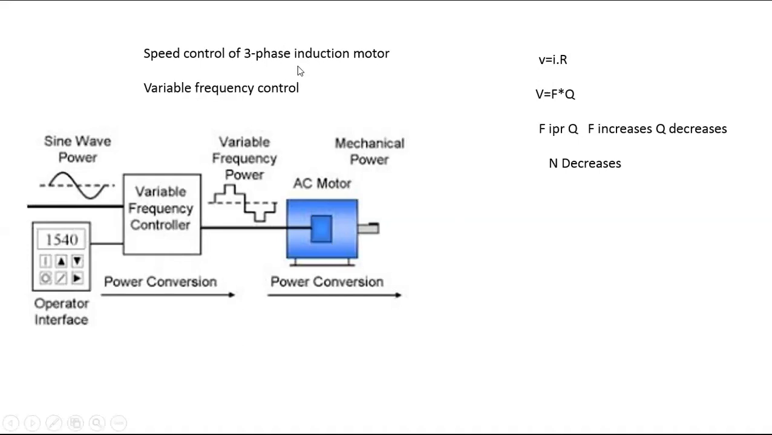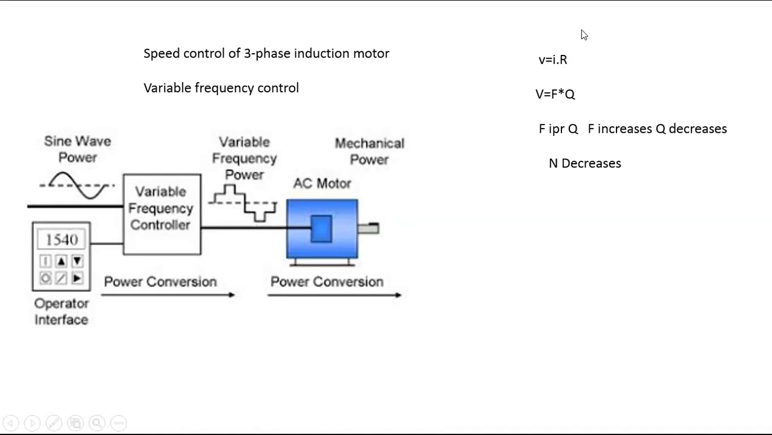Already I mentioned three-phase means three different windings displaced by an angle of 120 degrees. So variable frequency. We change the frequency. By changing the frequency, we can control the speed of the motor. So you must draw this simple diagram. No need to show this operator interface. You must draw the sine wave power, variable frequency controller, and then which is applied to the motor. Motor rotates at different speed. Simple diagram and simple theory followed by simple equation. The speed control of three-phase induction motor is done by variable frequency control.